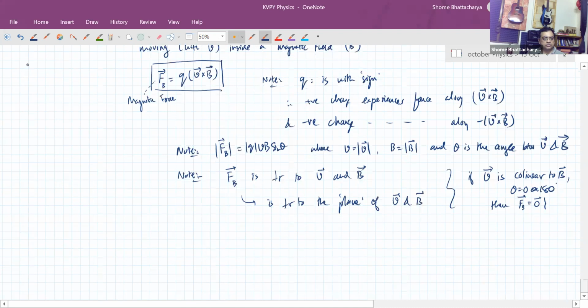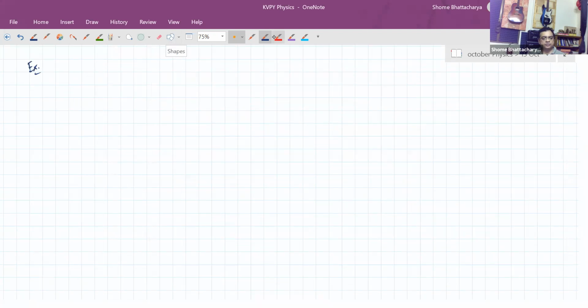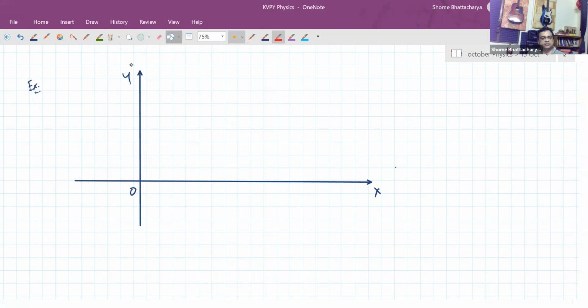Okay, so let's conclude this discussion today with an example. Suppose we have a situation where, in a certain xy plane, we have magnetic field lines. We have a uniform magnetic field which is parallel to the x-axis.